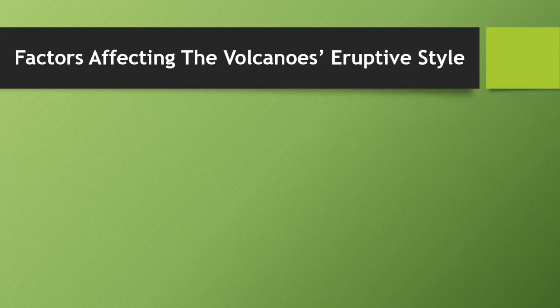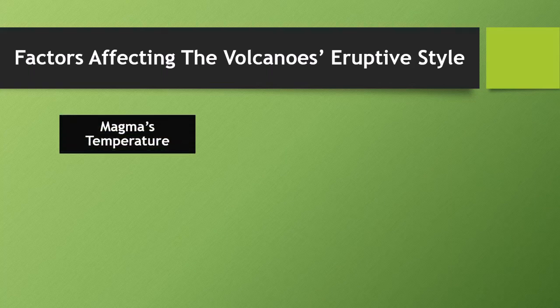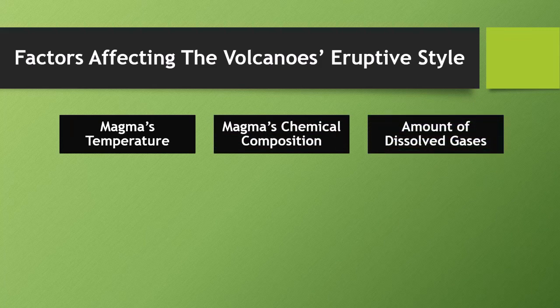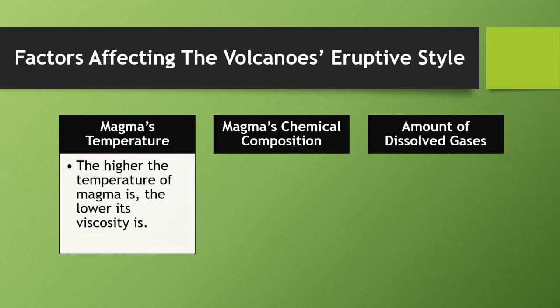Now, let us identify the different factors affecting the volcano's eruptive style. We have the magma's temperature, magma's chemical composition, and the amount of dissolved gases. Let us first focus on magma's temperature. Here we can say that the higher the temperature of the magma is, the lower its viscosity is. When we speak of viscosity, we are referring to the thickness of the fluid. The viscosity of magma decreases with temperature.